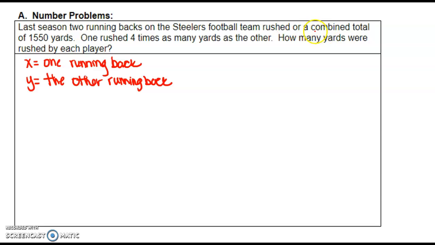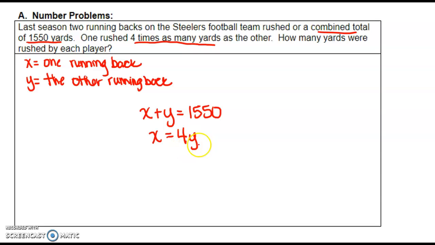They rushed for a combined total of 1,550 yards. That's going to be our first equation. A combined total means I'm taking one running back plus the other running back, and that's going to be 1,550. One rushed 4 times as many yards as the other. That's our second equation. So my first running back rushed 4 times as many yards as the other, so x equals 4y.